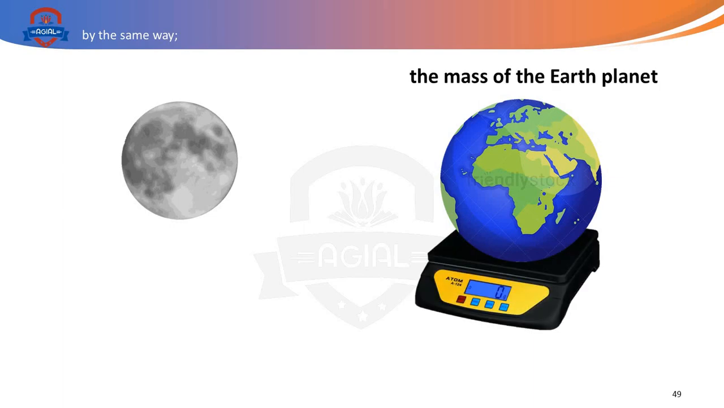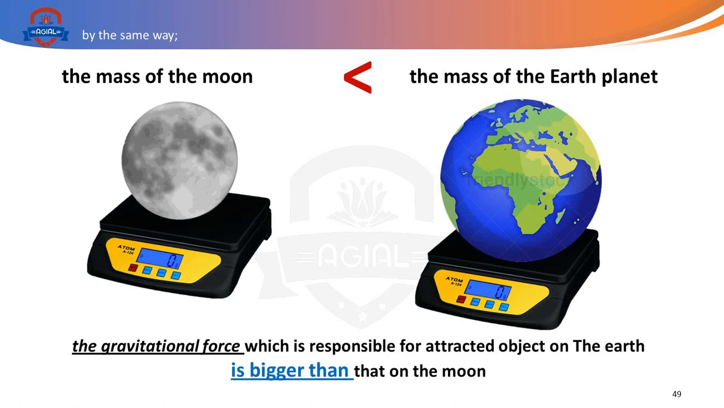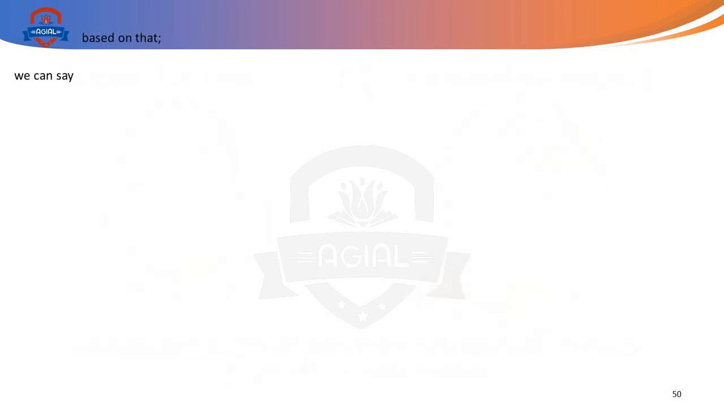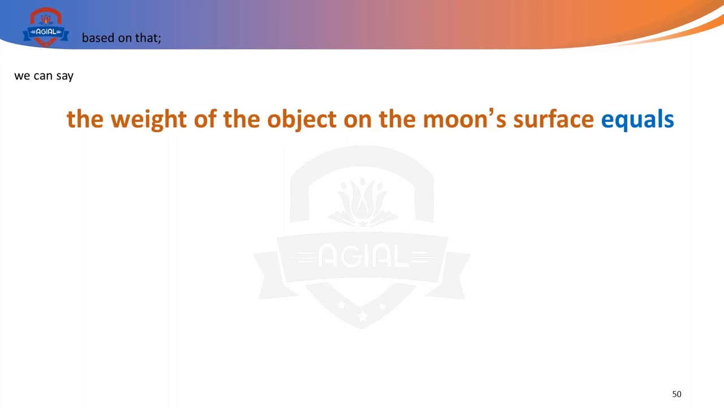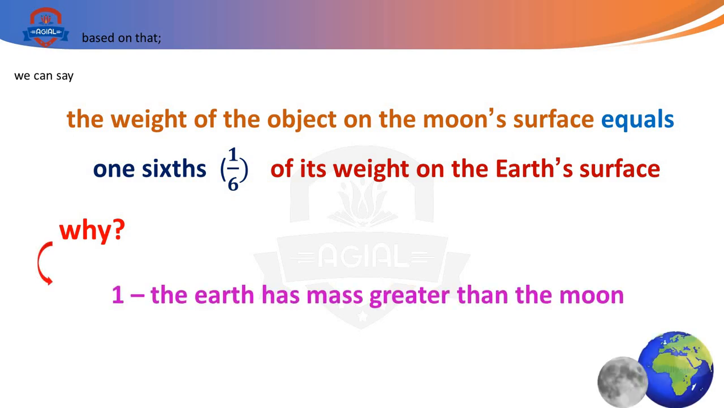By the same way, the mass of the Earth planet is bigger than the mass of the Moon. So the gravitational force or weight, which is responsible for attracting objects on the Earth, is bigger than that on the Moon. Based on that, we can say the weight of the object on the Moon's surface equals 1/6 of its weight on the Earth's surface. Why? As the Earth has mass greater than the Moon.